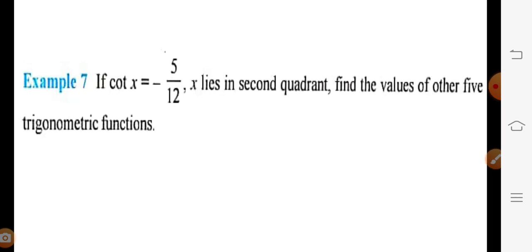In the second exercise, we are getting some questions, and in these we have to find the value of the other 5 trigonometric functions. First of all, in this presentation we are going to cover questions 1 to 5, and in the next presentation we will solve questions from 6 to 10.